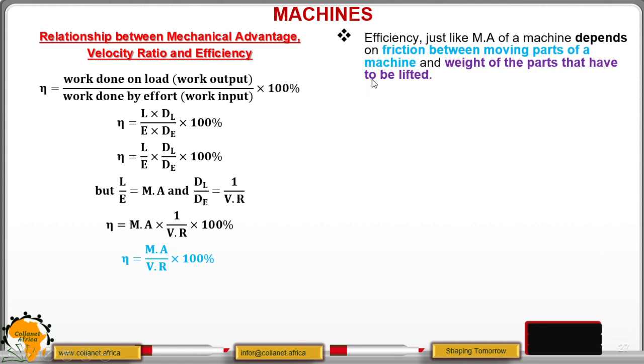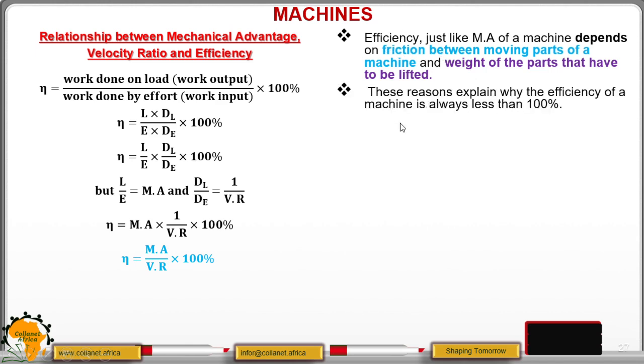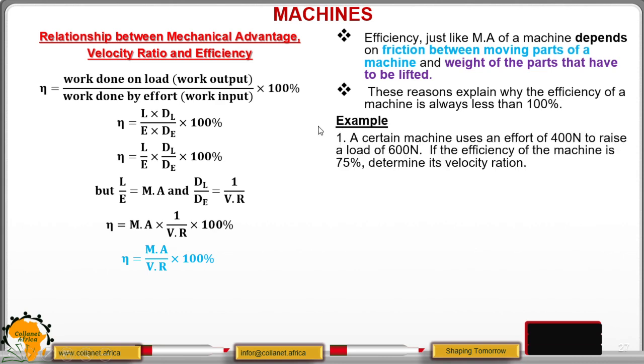Efficiency of the machine depends on the friction between the moving parts and the weight of the parts that have to be lifted. And for these two reasons, the friction and the weight of the parts to be lifted, the efficiency of the machine does not reach 100%. So these reasons explain why the efficiency of a machine is always less than 100%. We look at an example.